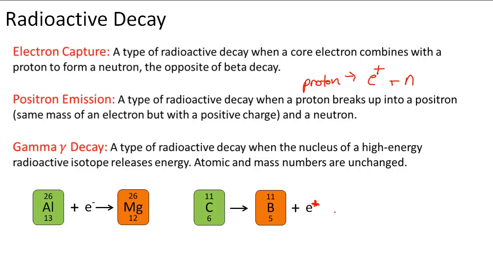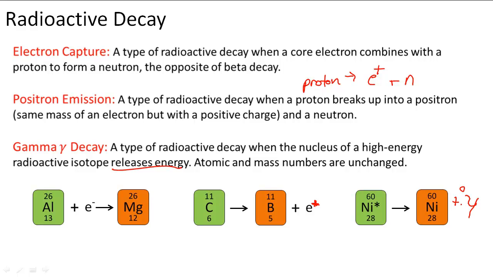And lastly, we have gamma ray decay. Gamma decay is a type of radioactive decay when the nucleus of a high energy radioactive isotope releases energy. The atomic mass and number are unchanged. So here we see that this is happening, but we're going to add plus gamma. Usually you're going to see 0 and 0 or just gamma. This indicates that we're not changing 60 and we're not changing 28. It's still going to remain nickel, but it has released gamma radiation. So we call that gamma decay.